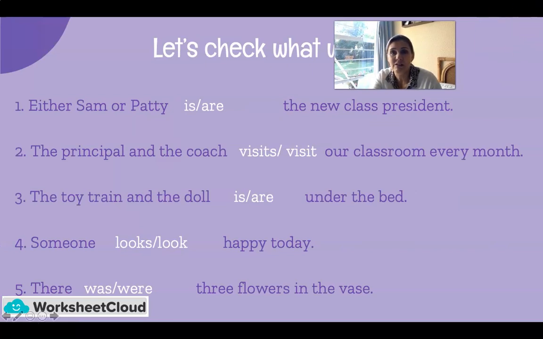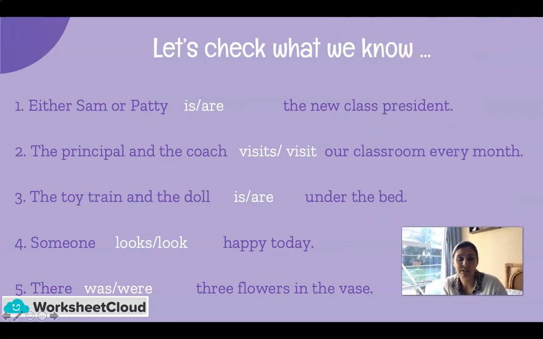Right, so let's check what you know. Okay, so there are 5 sentences there. I want you just to pause the video, write down 1 to 5, and see if you know which ones are which. So I'll just recap quickly. Single subject, single verb with an S. Plural subject, more than one, doesn't need the S on the verb. Off you go.